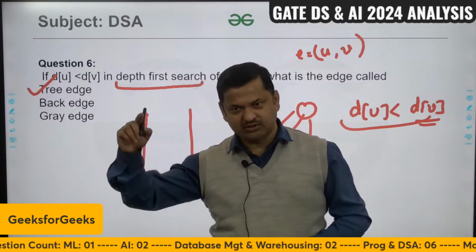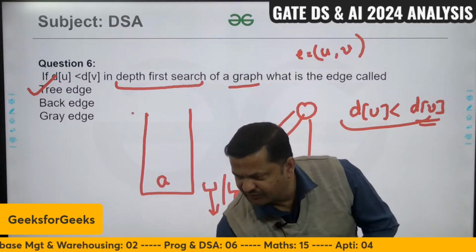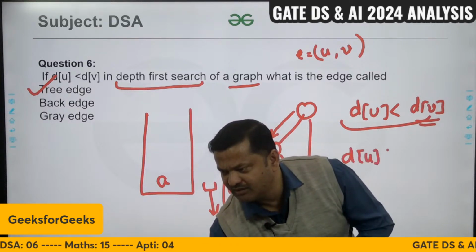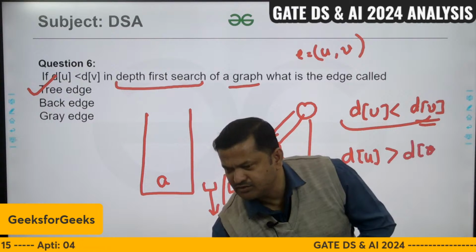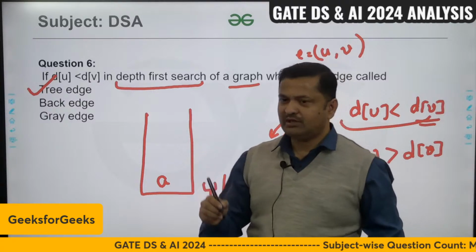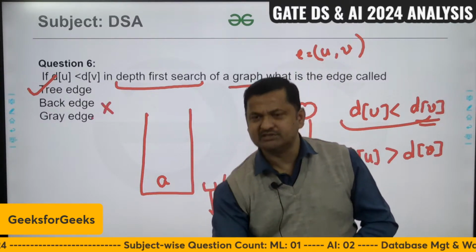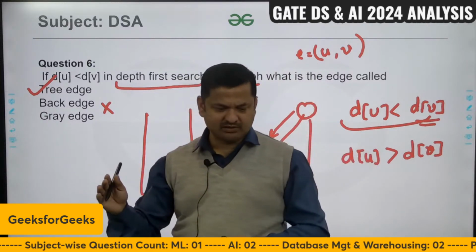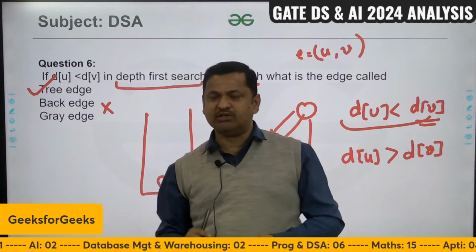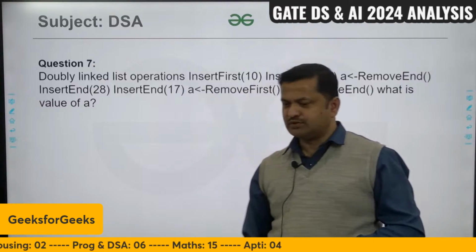For the back edge, because it requires backtracking, the definition is just the reverse of this. So du should be greater than dv. This is not the option given. The given criterion is if du is lesser than dv, so definitely this is going to be the tree edge, so back edge is not the option. And otherwise the gray edge, which sometimes has different definitions. So the exact answer for this question is the tree edge. All right, now come to the next question.